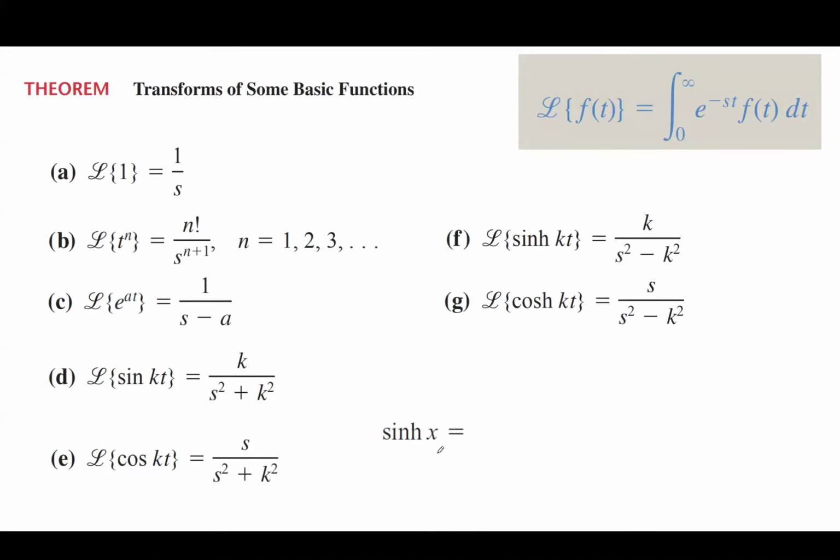Remember the definition of hyperbolic sine of x. This is defined as e to the x minus e to the power minus x, divided by 2, and the hyperbolic cosine of x is defined as e to the x plus e to the power minus x, divided by 2. Just a quick reminder about hyperbolic sine and hyperbolic cosine. Now, since we have a transformation, we can find the inverse of these operations as well.